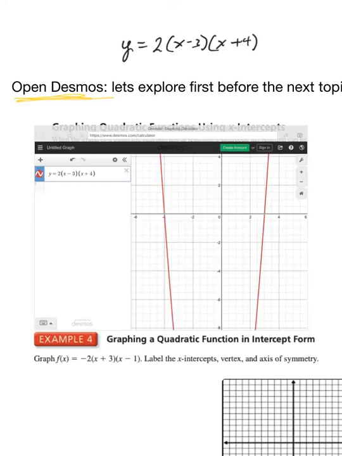So do you see that? I hope so, because basically the intercept form, when a quadratic is in this form, all I have to do is take the opposite of the values inside the x, and that gives me the x-intercepts.